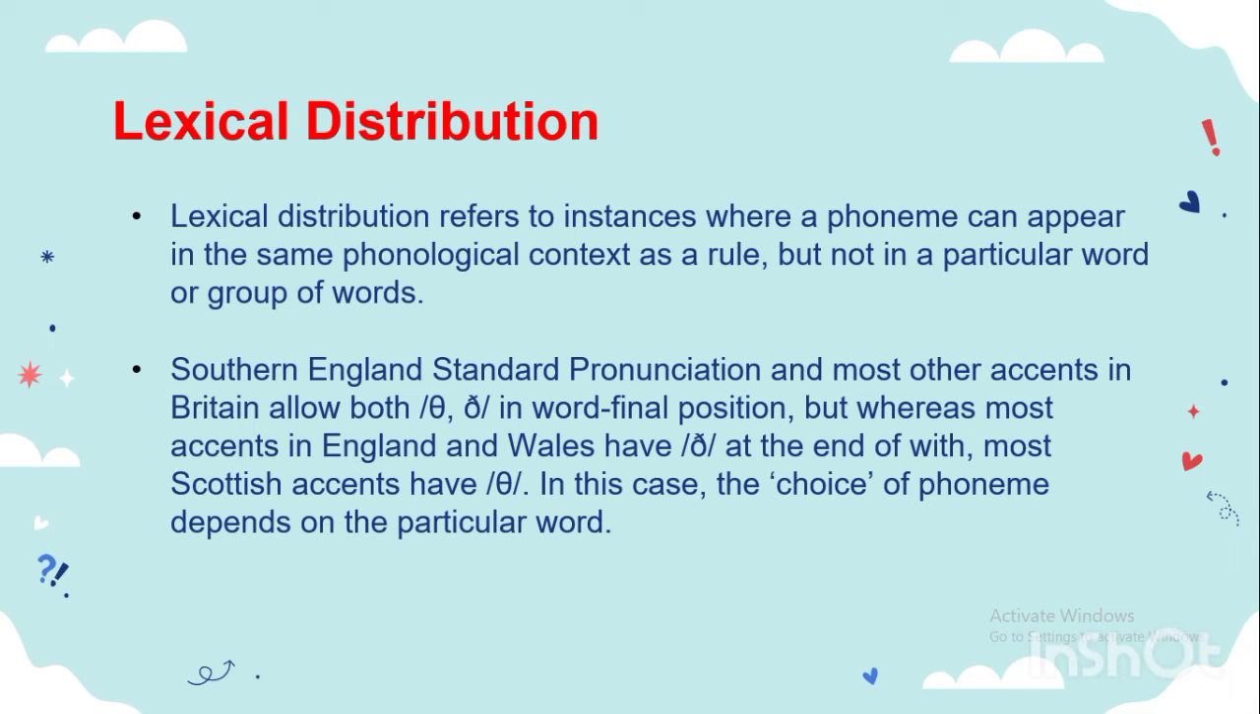Lexical distribution refers to instances where a phoneme can appear in the same phonological context as a rule, but not in a particular word or group of words. Southern England Standard Pronunciation and most other accents in Britain allow both sounds in word final position, but whereas most accents in England and Wales have one at the end of the word, most Scottish accents have th. In this case, the choice of phoneme depends on the particular word.